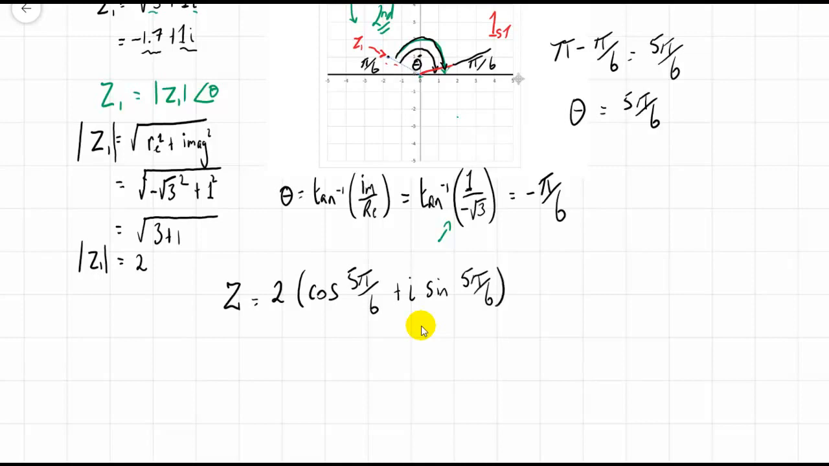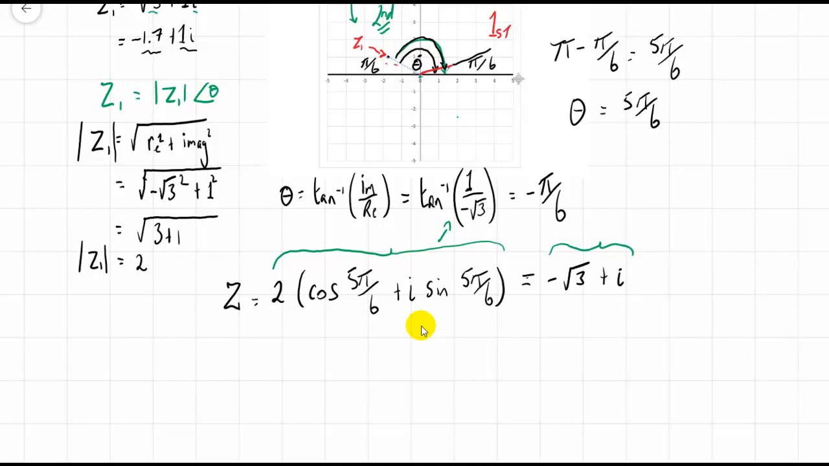And if we work that out in a calculator with our calculator set to radians mode, and actually work out what the cosine of 5 pi over 6 is and multiply it by 2, we'll get minus root 3. And if we take 2 and multiply it by the sine of 5 pi over 6, we'll get 1. So that will give us our plus i. So this polar format is just an alternative way of writing the same thing.